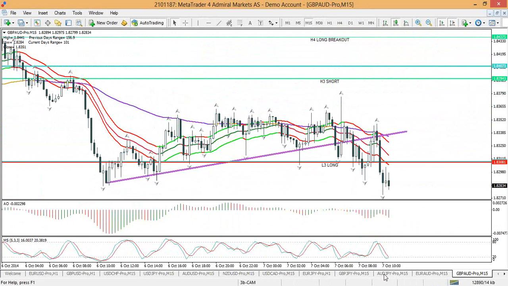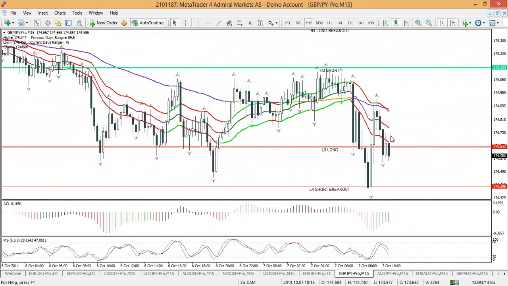Pound odd and pound yen, luckily getting a bit more downside pressure again. That's good. But of course, there's still a long way to go with this setup. But probably.